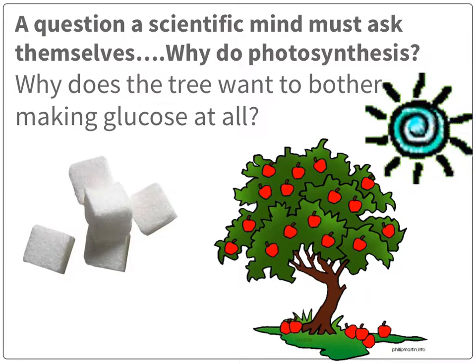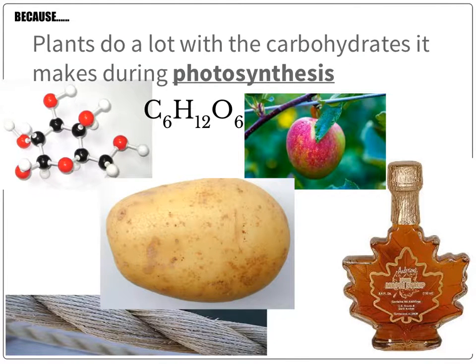And since we are teaching you guys to be budding scientists, a question that a scientific mind must ask is, why even bother doing photosynthesis? Why does the tree want to bother making glucose at all? Well, because plants do a lot with the carbohydrates they make during photosynthesis. Here are just a few examples of what plants can do with their sugars. Fruit. This potato here is a carbohydrate. The syrup, and here is again the molecule of glucose that we keep referring to.